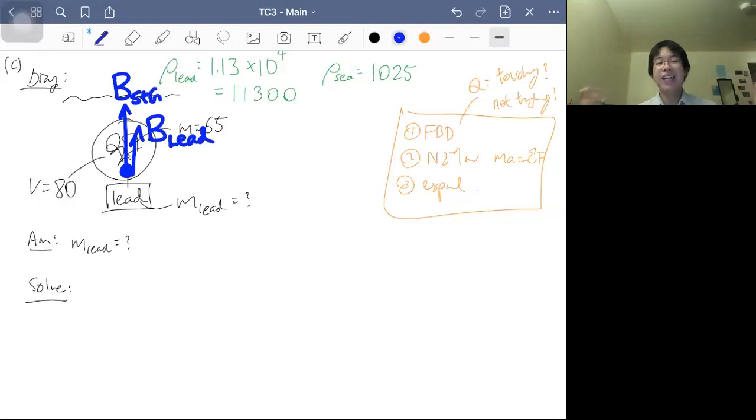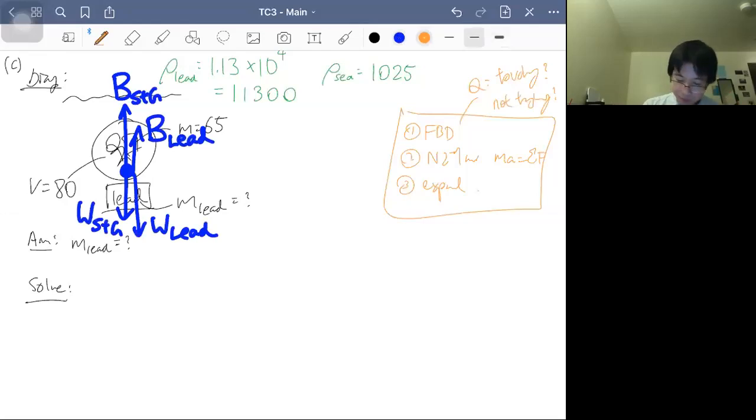This time air doesn't even touch it. So going to non-contact forces. The non-contact force, which is gravity, acts on the scuba diver plus gear. The gravity also acts on the lead. All right, there we have our free body diagram. Now we move to the next step, Newton's second law.